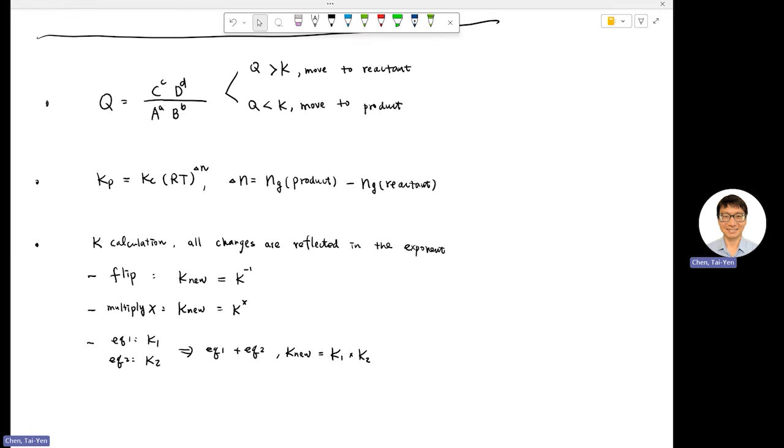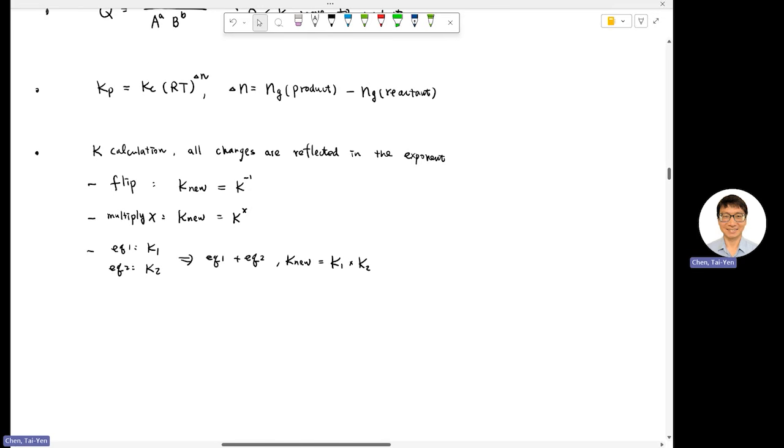Every time you see pressure, this R term shows up in your equation. The R that you need to use will be 0.0820 atm·L per mol·K. Those are the things you should know. And the very last thing you want to know for chapter 12 will be how to calculate the new K for the target equation.